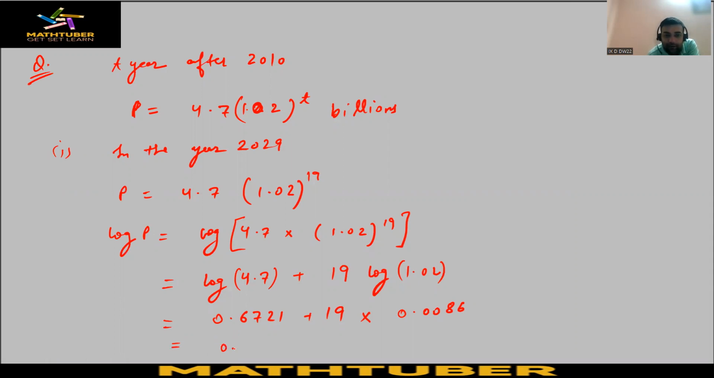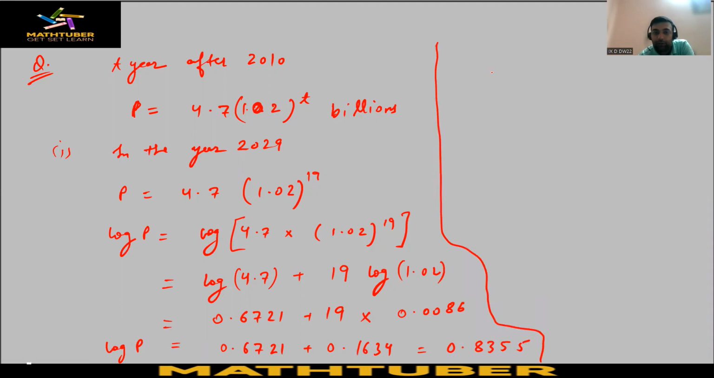So if we calculate this, you will get 0.6721 plus, if we multiply both of these numbers, it will become 0.1634, and after calculating it completely you will get 0.8355, right? So the value of log P becomes 0.8355, and to remove this log we have to take the anti-log both the sides.